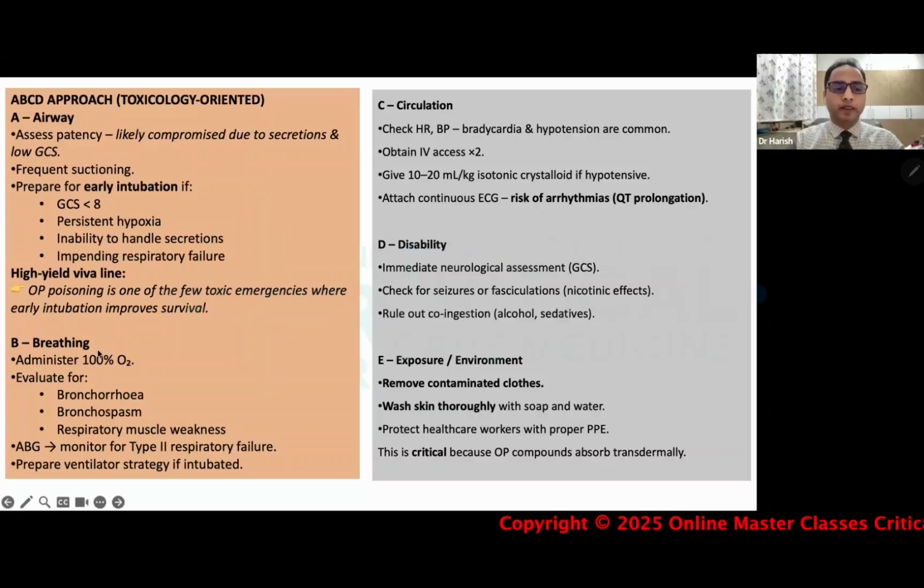So next is breathing. Administer 100% oxygen. Evaluate for bronchorrhea, bronchospasm, respiratory muscle weakness.